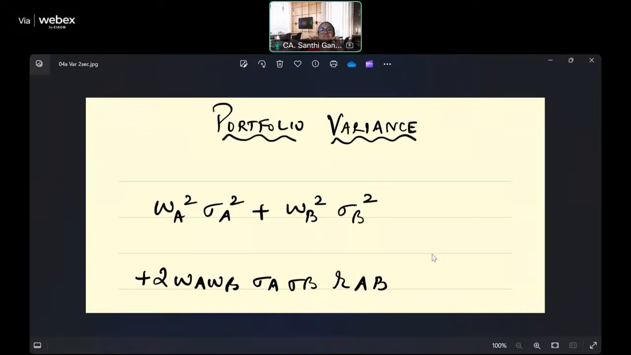So, portfolio variance. We already saw, when we are looking at risk, splitting and combining risk, we need to operate with variance, not with standard deviation. So portfolio variance, how do we find it?